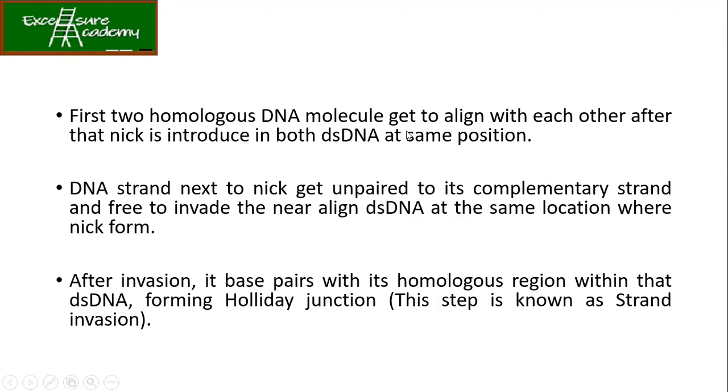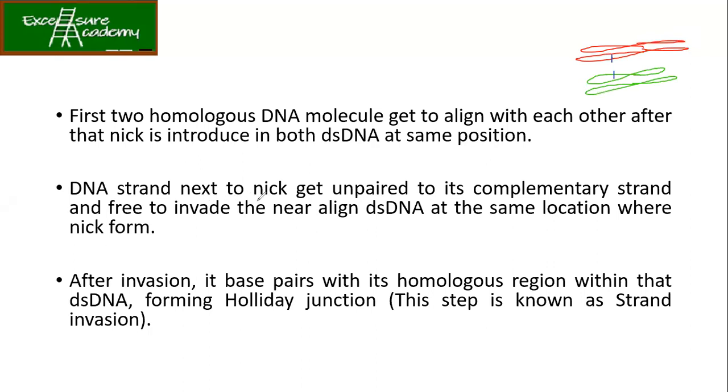First, two homologous DNA molecules need to get aligned with each other and a nick is introduced in both double-stranded DNA at the same position. Okay? So what did we say first? That the homologous DNA, the homologous chromosomes, should be aligned like this. Then a nick should be made at the same position in the two double-stranded DNA.